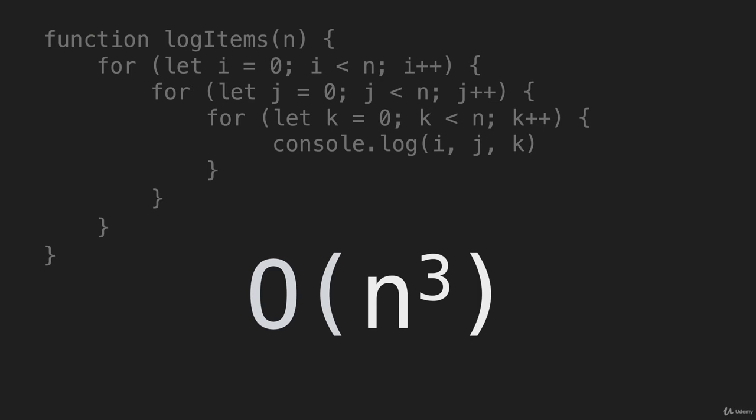But it doesn't matter if it's to the third, to the fourth, to the 10th. We are still going to write this as O of n squared. We're going to simplify this. So let's take a look at this on a graph.